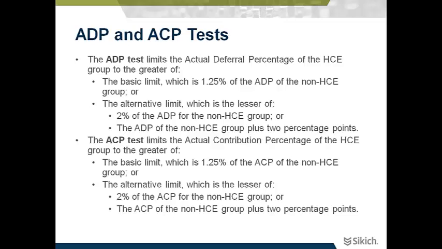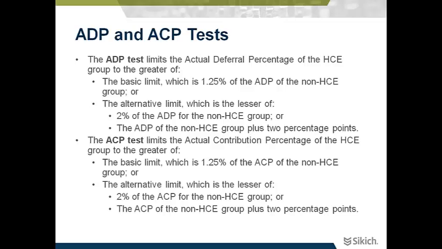When we say ADP, we're talking about before tax salary and Roth deferrals, whereas when we talk about ACP, we're talking about employee after tax and employer matching contributions. So basically the tests are similar, it's just the sources of money that they're measuring.